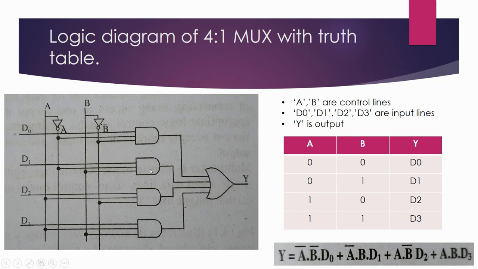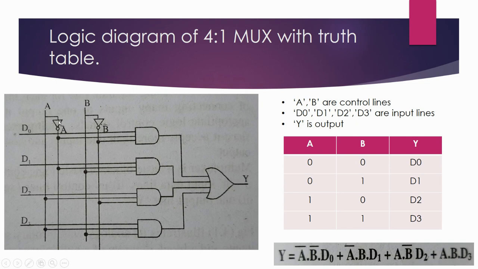There are 4 AND gates here. 2 inverters are also there, which are known as NOT gates, and there is an OR gate. Now I want an output of D0. My output should be D0. So I will provide an input of 0 0 to the select lines A and B. Let's see the first line of our truth table. When my input is 0 0 for A and B, my first AND gate will get selected.